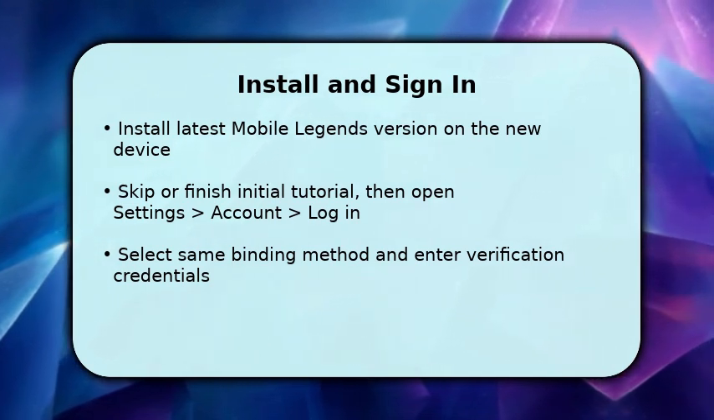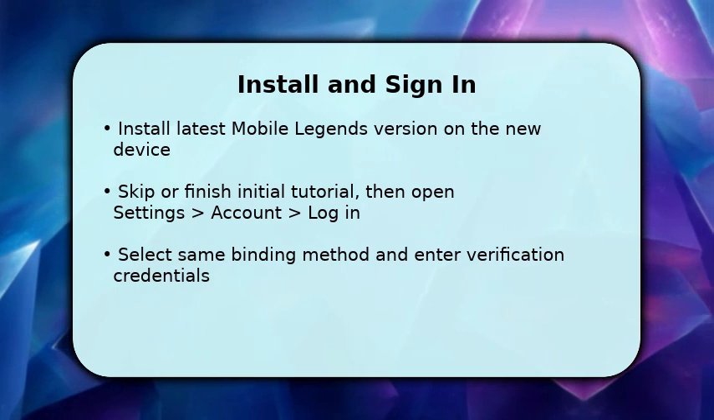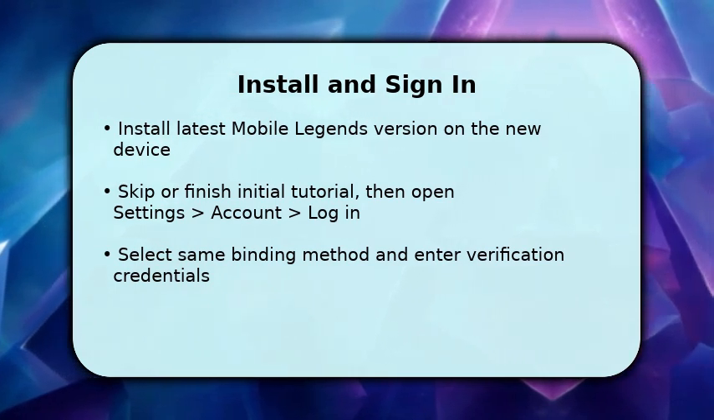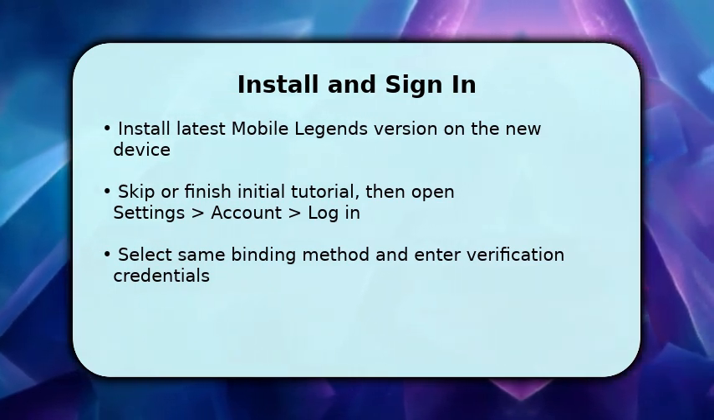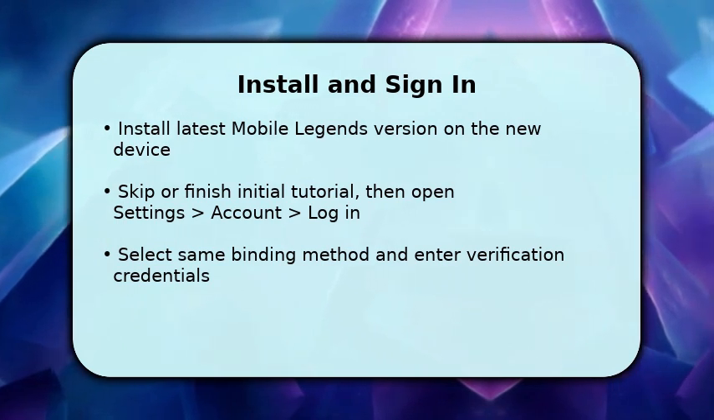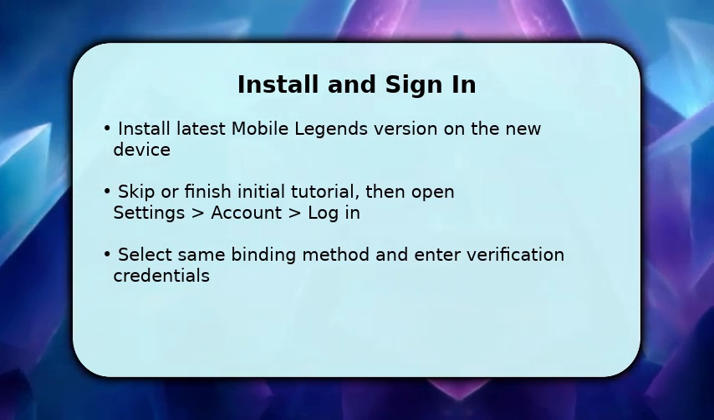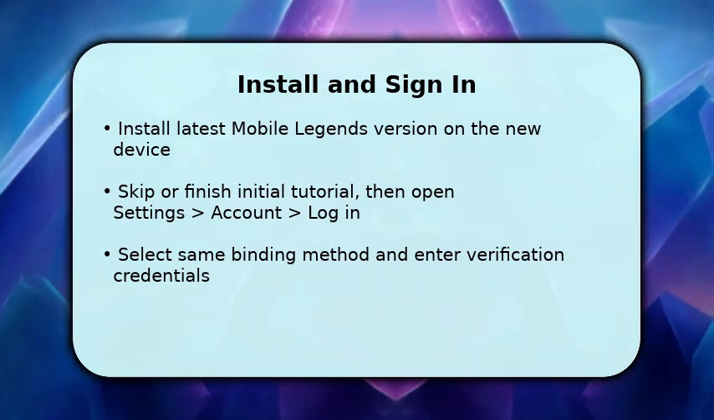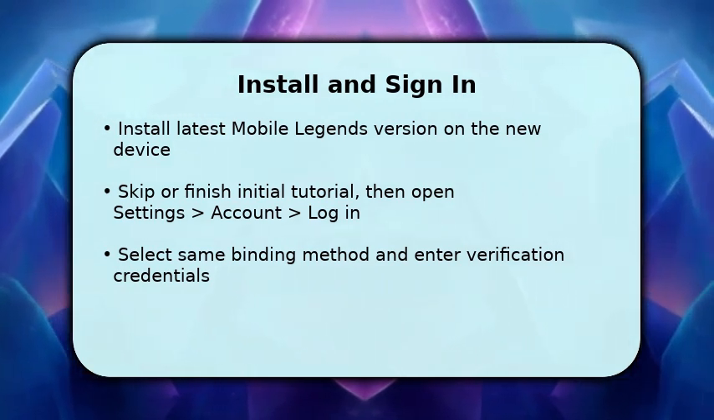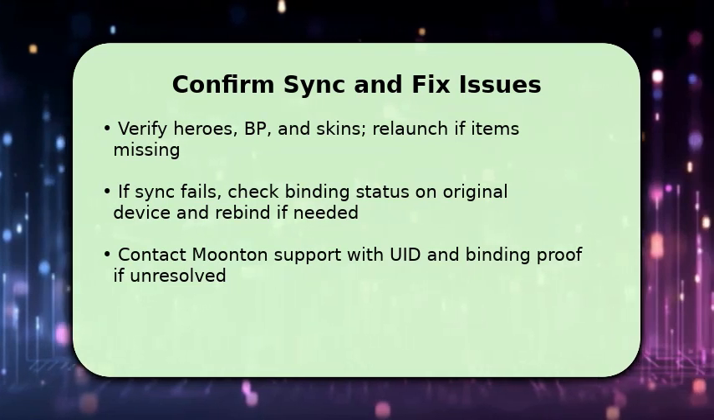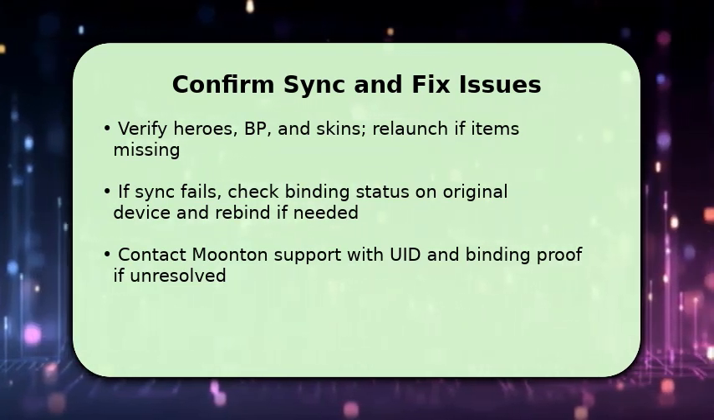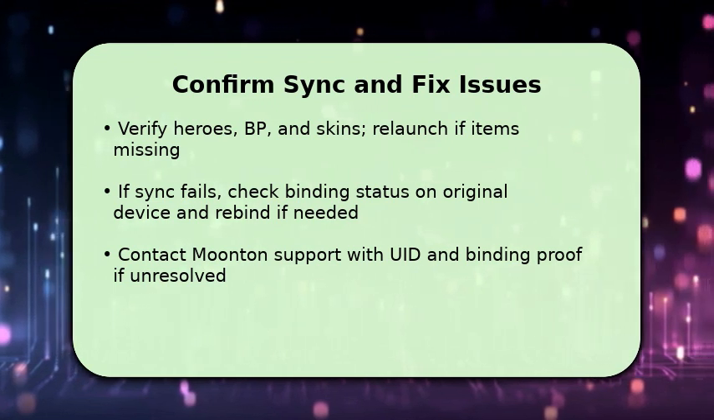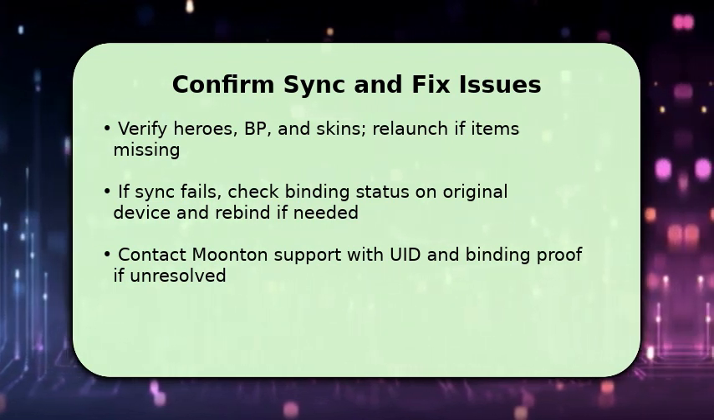Choose the exact binding method you used: Facebook, Google Play, Apple ID, or Moonton, and sign in with the same credentials. The game will detect the linked account and offer to restore progress. Approve any permission prompts and wait for Cloud Sync to pull your heroes, skins, and purchases. After signing in, confirm your profile, rank, heroes, BP, and skins are present. If something looks off, restart the app and give the server a minute to sync.